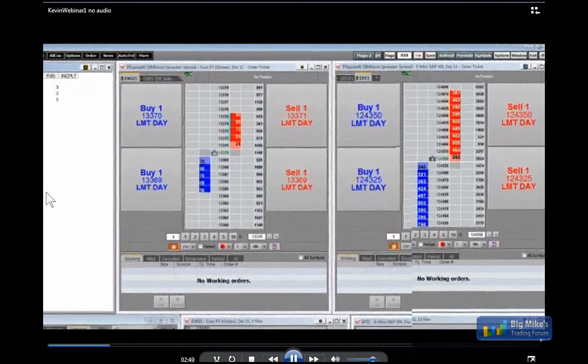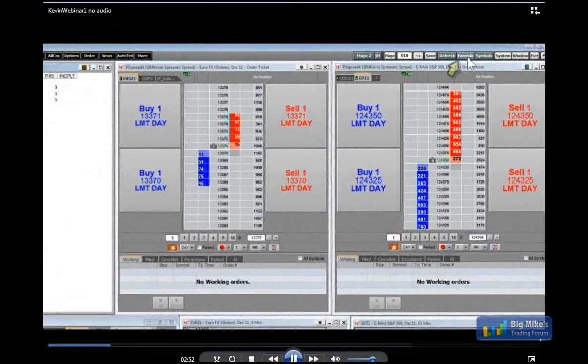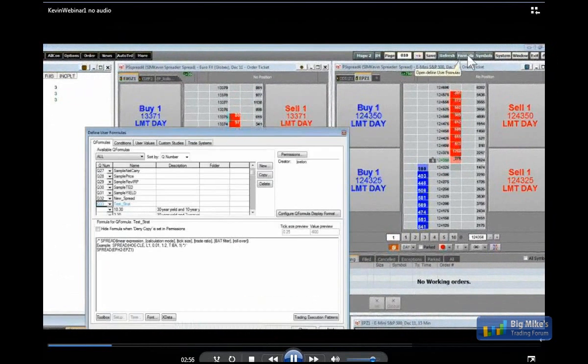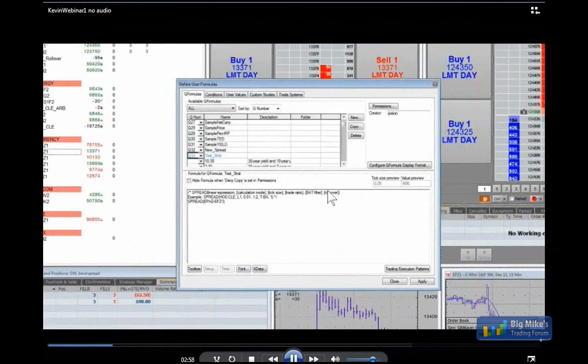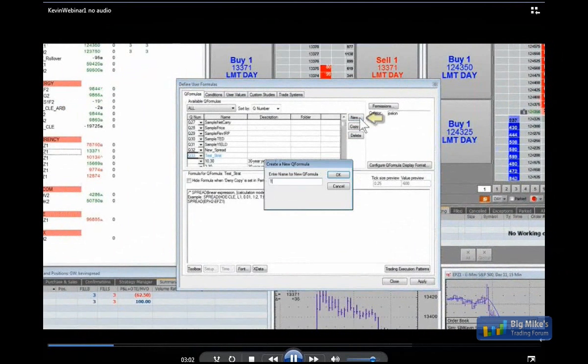This really creates kind of an efficient workspace. It allows us to put a lot of information in a very small space. Moving along now, we're going to take a look at how we're going to create a spread. I can create a spread using a formula.